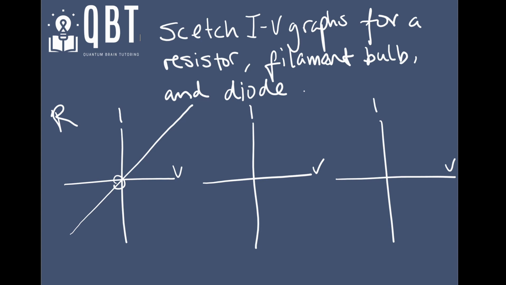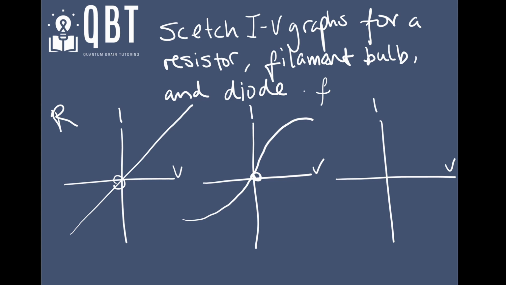What about for a filament bulb? Well, like the letter F, the graph for a filament bulb is curvy, so it looks almost like this. It still goes through the origin, but it looks a little bit like an F. It starts curved and it comes down like this, and it has a nice tail at the bottom. So that's what it looks like for a filament bulb.